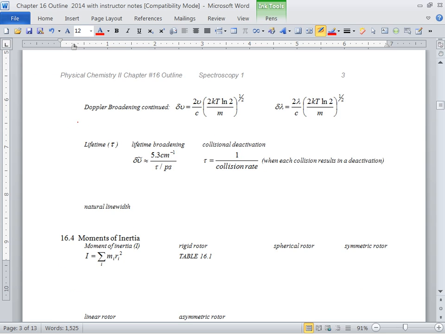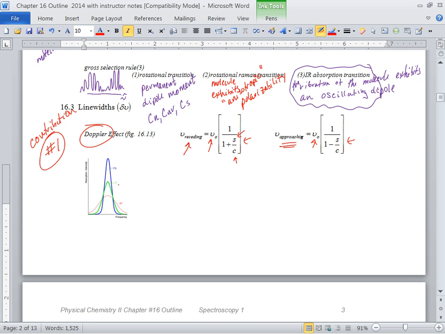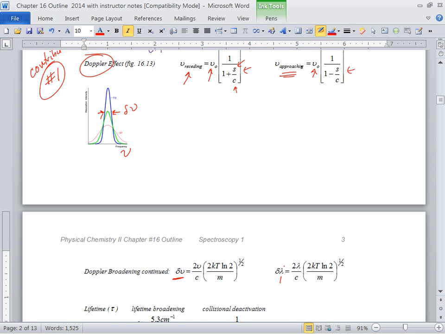So Doppler broadening continued. Here's just delta nu. See what they're saying? If this is frequency, then this full width half maximum would be delta frequency. If that plot was wavelength, then that would be delta wavelength. It's just the width. They call it the FWHM, full width at half max. Okay, that's what these guys are.